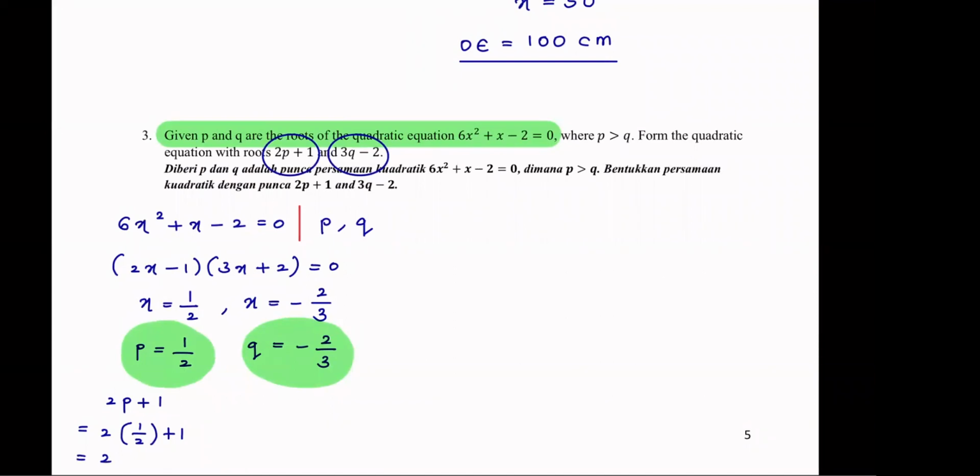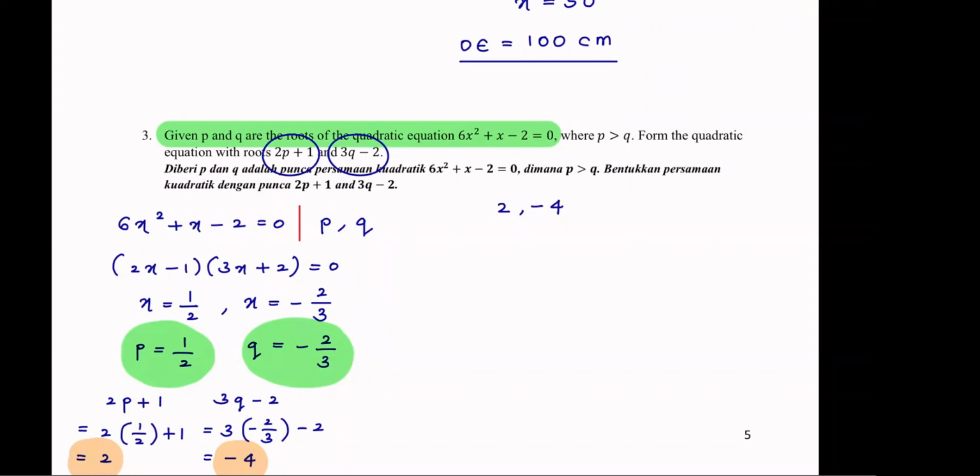Nampak, I got 2 there. Okay, second one is 3q minus 2. Q is negative 2 over 3. Minus 2. So I get negative 4. Siapa yang tak faham, tolong beritahu saya. Jangan duduk diam. You see here, saya dapat dua jawapan ni. Okay, now I already have the two values of the roots. My first root is 2. My second root is negative 4.